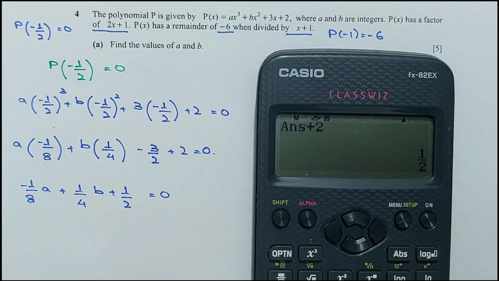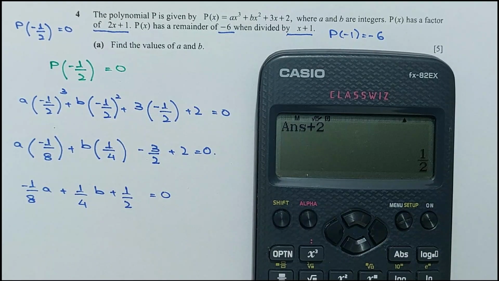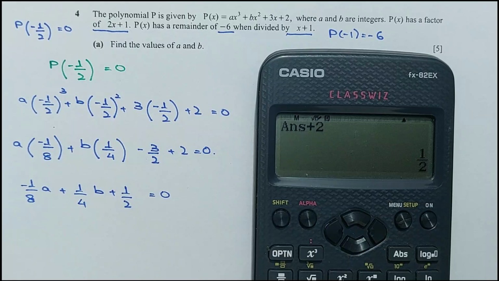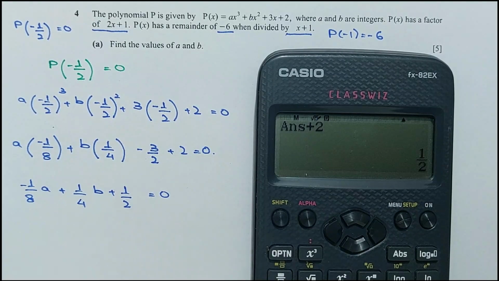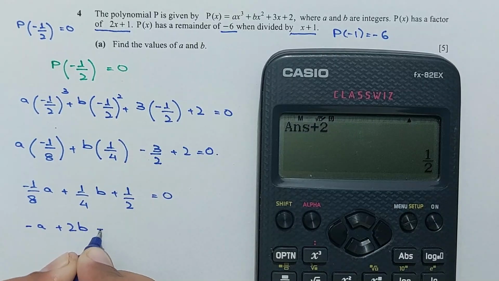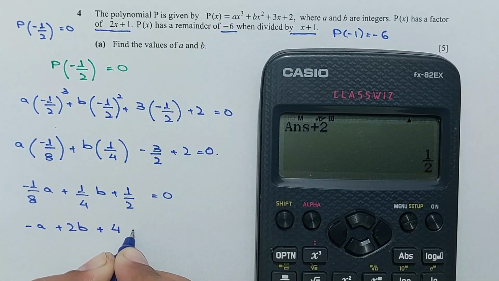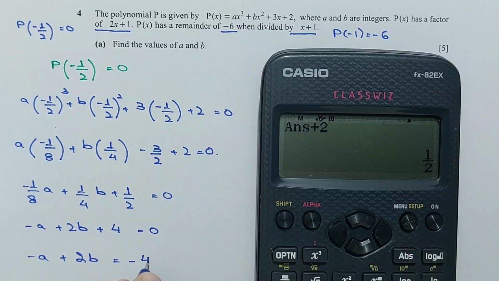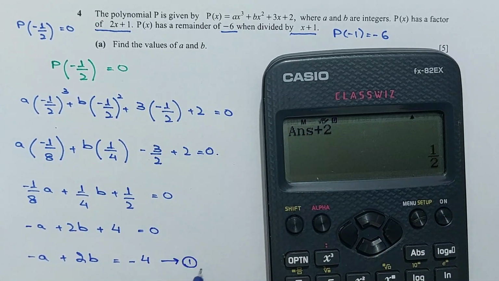Let me make the same denominator. For 8, 4 and 2, the common denominator is obviously 8, so we multiply throughout the equation by 8. So this becomes -a, 4 times 2 is 8, and 2 times 4 is 8, equals 0. Or we can say -a plus 2b is equal to -4. That's my first equation.